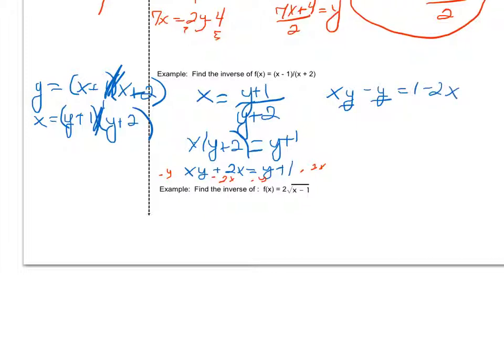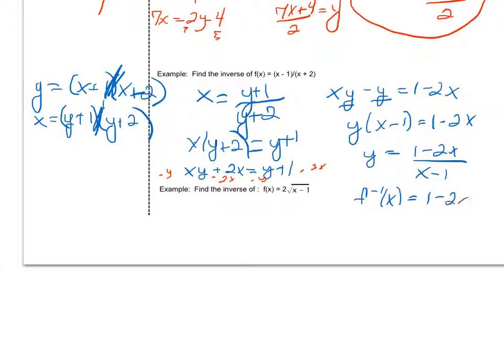I can now factor a y out of my left-hand side and get y times x minus 1 equals 1 minus 2x. And finally, to get y by itself, I can divide by x minus 1. So I get y equals 1 minus 2x all over x minus 1. Now that I've got y by itself, I can go ahead and relabel it as what it is. It is f inverse of x, and it's equal to 1 minus 2x all over x minus 1.